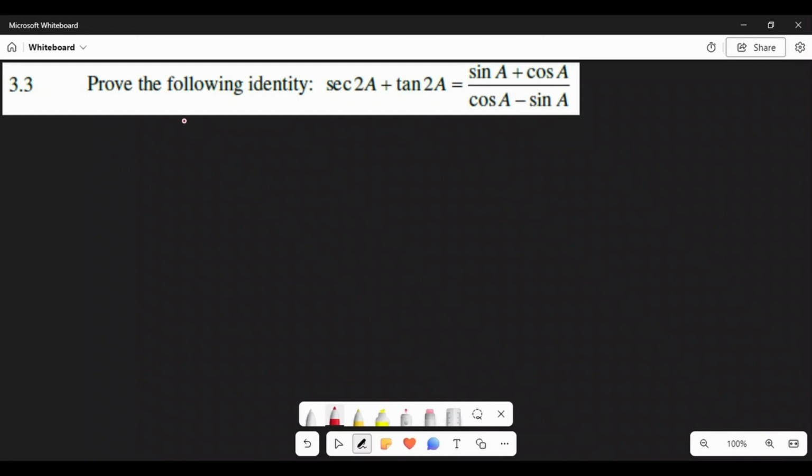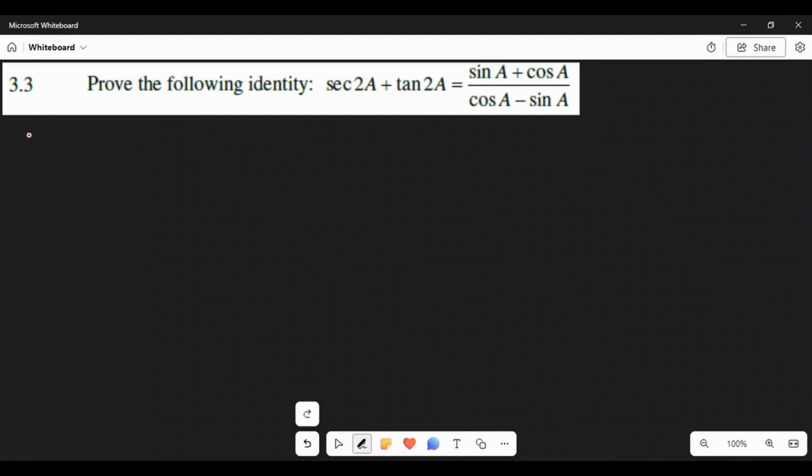The best way of doing this, you must always choose the most complicated side. When I look at this question here, between the left and the right, the most complicated side is the left. So let me just choose the left hand side. Now when I look at the left hand side, you have sec 2a plus tan 2a. So you can change this sec into inverses. The inverse of sec is actually 1 over cos.